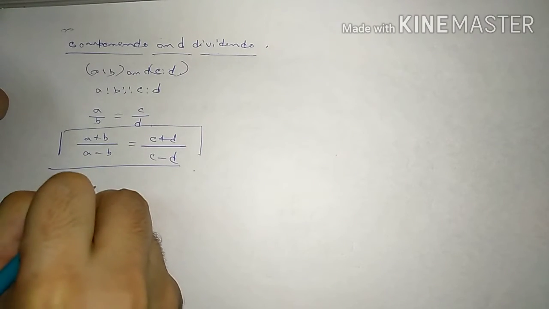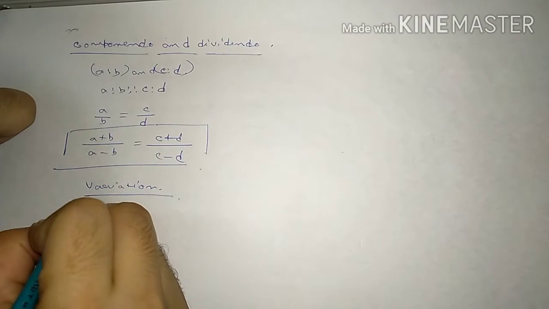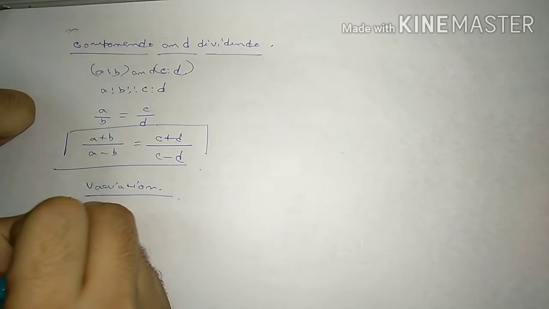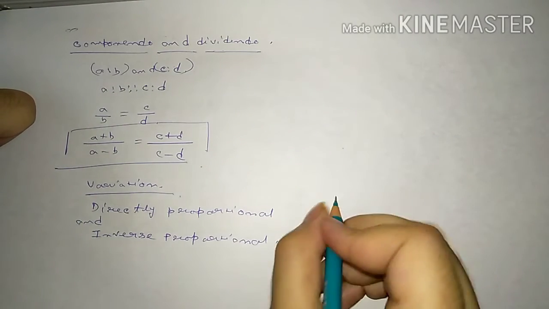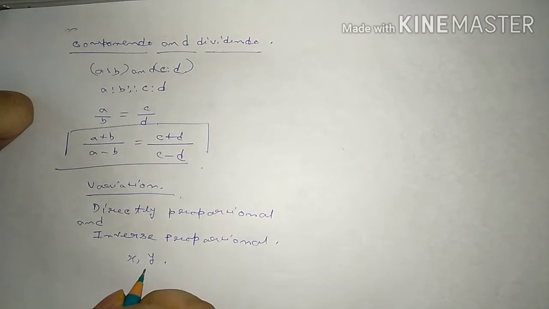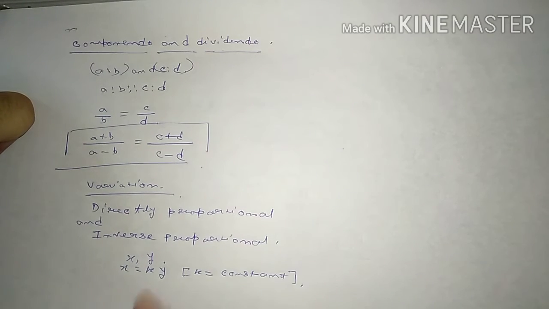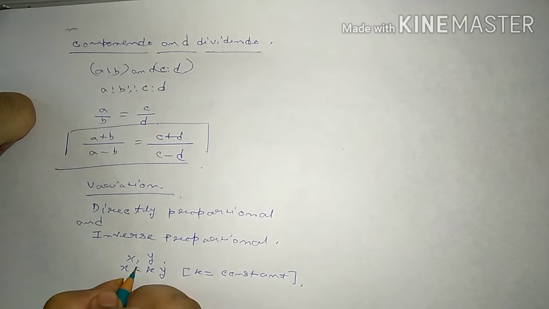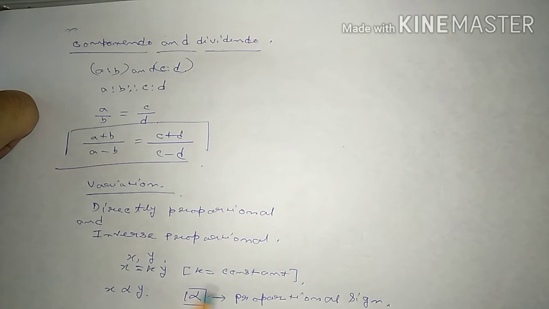Now we will come to variation. Here we will learn two terms, direct proportional and inverse proportional. Let us consider x and y are two terms. Here x is directly proportional to y if x equals ky, where k is a constant. If we omit k, then this equal sign is converted to the proportional sign, that is x proportional to y. This is called the proportional sign, and it is said that x is directly proportional to y.